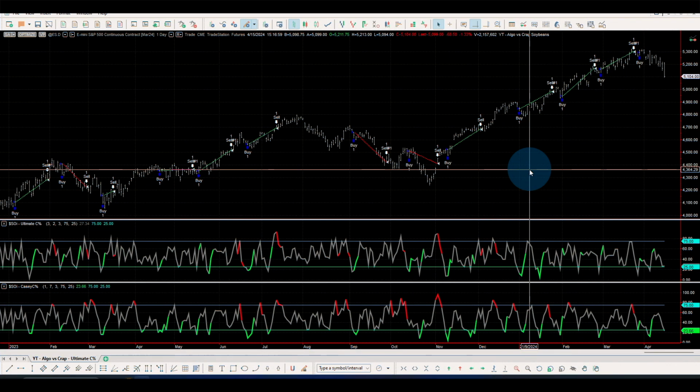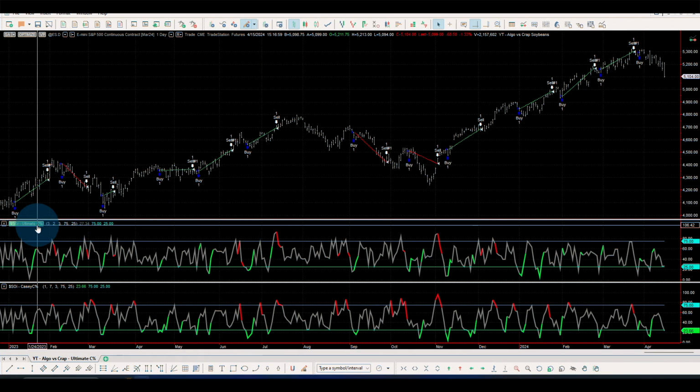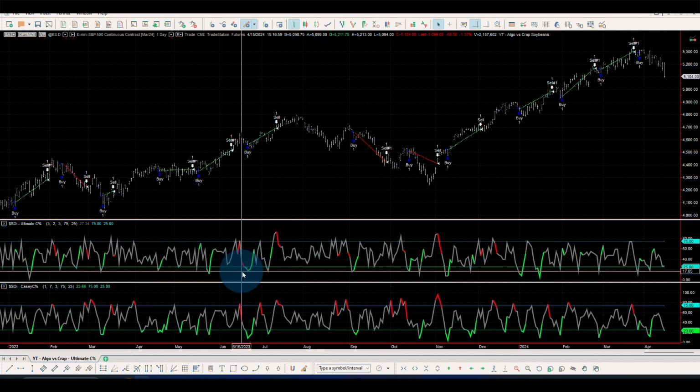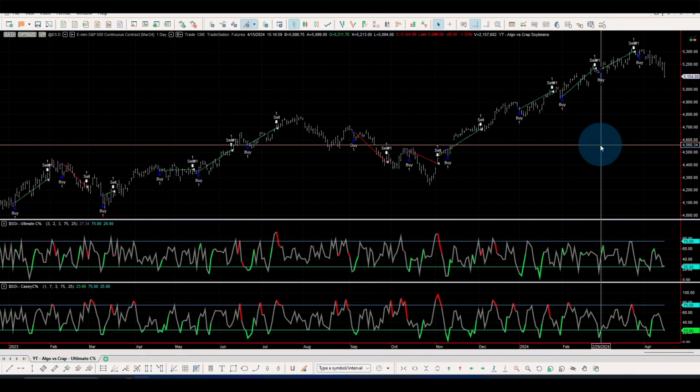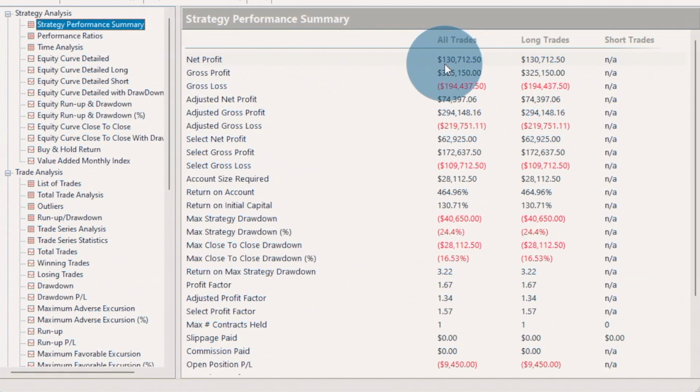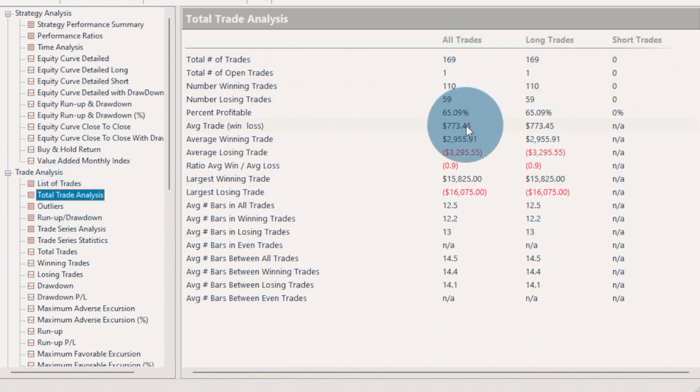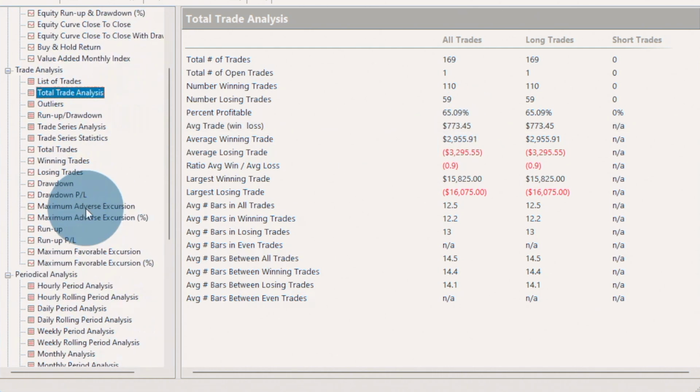So here is a simple strategy that is using Ultimate C%. We buy when the price goes below 25 and we sell when the price is above 75. And if we look at the results, we have $130,000 in profits, 3.2 return to drawdown ratio, 169 trades, an average of $773. That is really, really good.